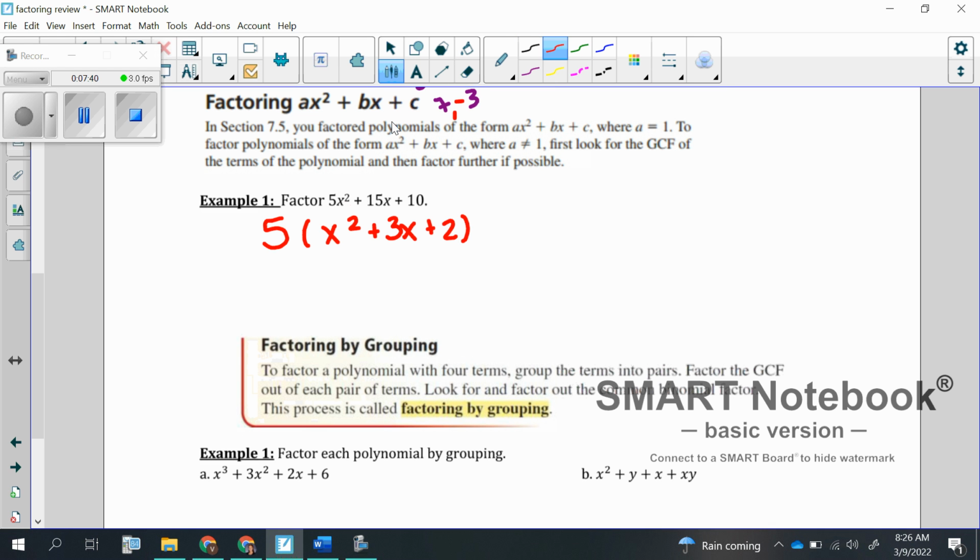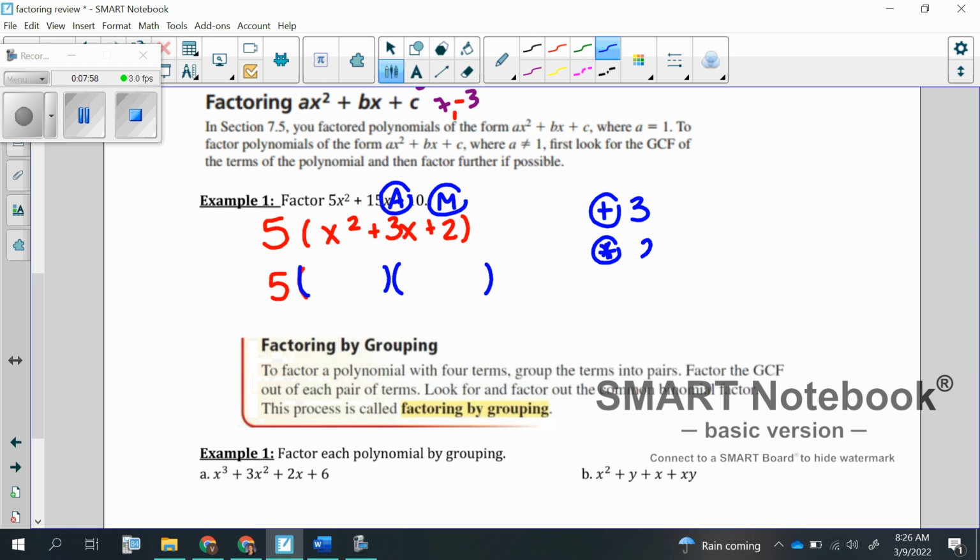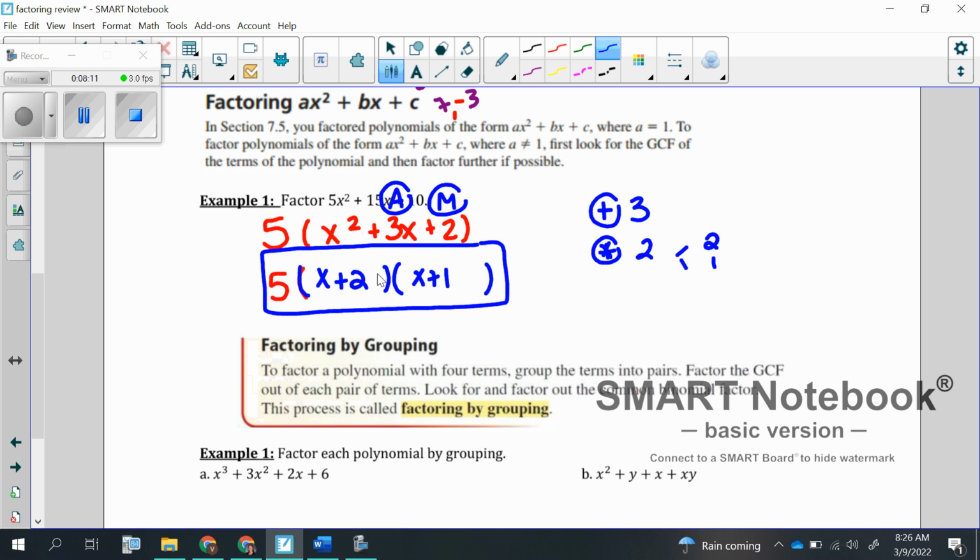Now you can kind of ignore the 5, just leave it out front, and you can factor what's on the inside just like we did in the last problem. So it adds to the middle, multiplies to the last. Just don't forget to leave that 5 out in front. So two numbers that add to the middle, which is add to 3, multiply to 2, are just 2 and 1. They add to 3, multiply to 2. So it'll be x plus 2, x plus 1. So this would be the full answer. Don't forget to leave that 5 out in front because that changes the problem a little bit.